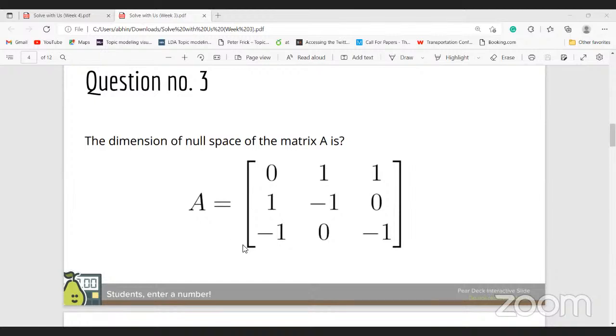And how to go about this question? I think most people know how to go about it. There are different ways. One thing is you can find the null space for this A by using Ax equal to 0 and then find the dimension. The other way, which is the easier way, is to find the rank of this matrix A.